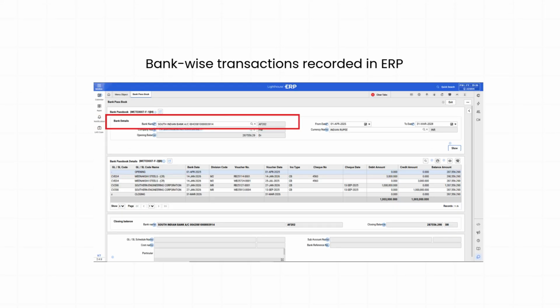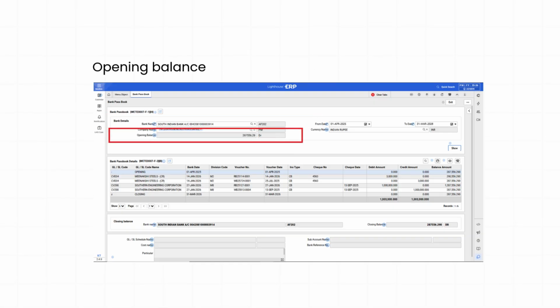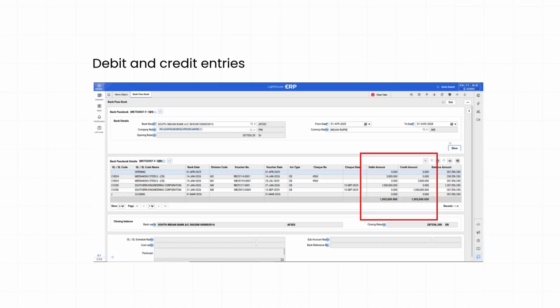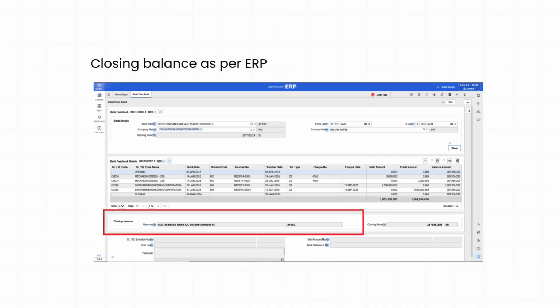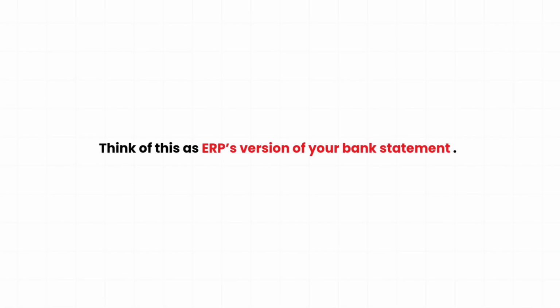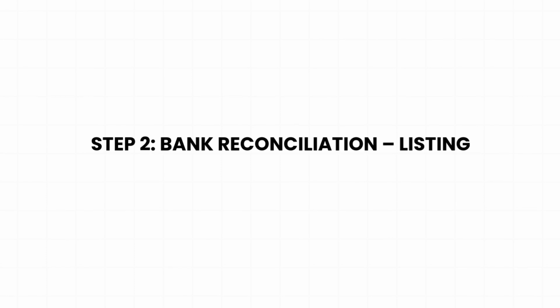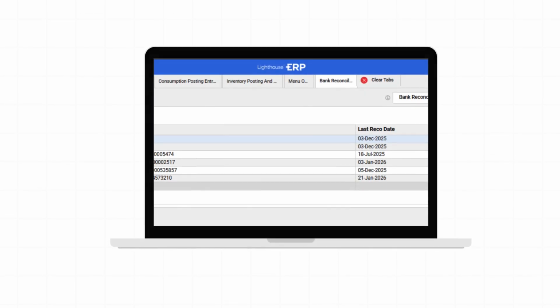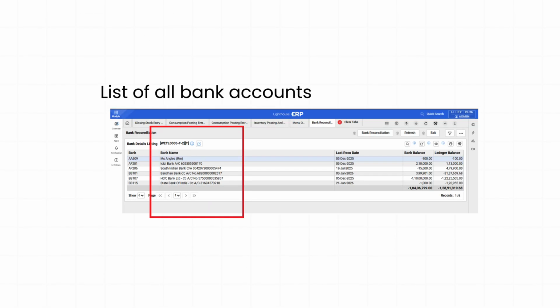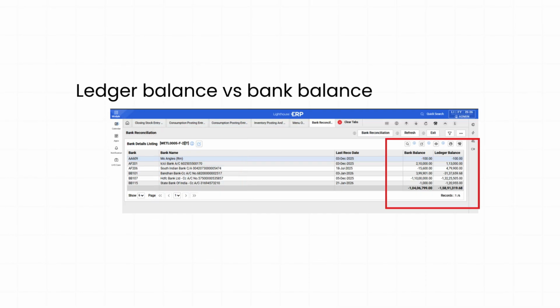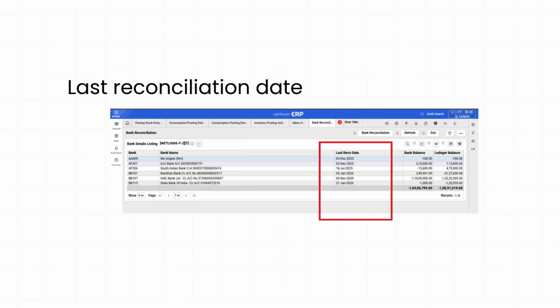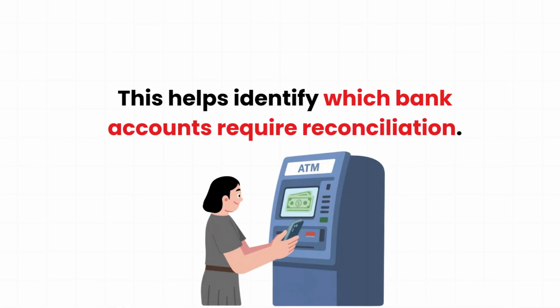Step 1. Bank Passbook, ERP view. This screen shows bank-wise transactions recorded in ERP: opening balance, debit and credit entries, and closing balance as per ERP. Think of this as ERP's version of your bank statement. Step 2. Bank reconciliation listing. This screen displays the list of all bank accounts, ledger balance versus bank balance, and last reconciliation date. This helps identify which bank accounts require reconciliation.